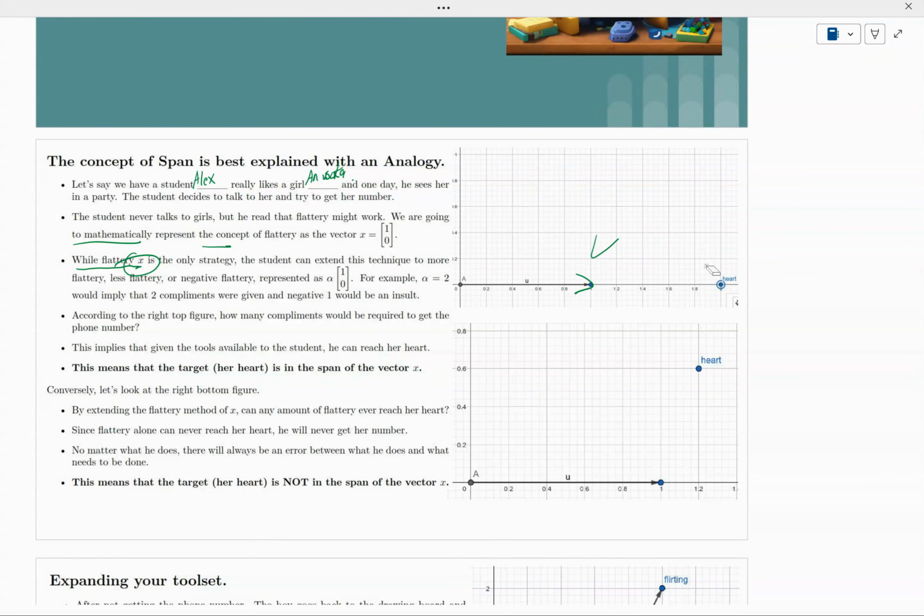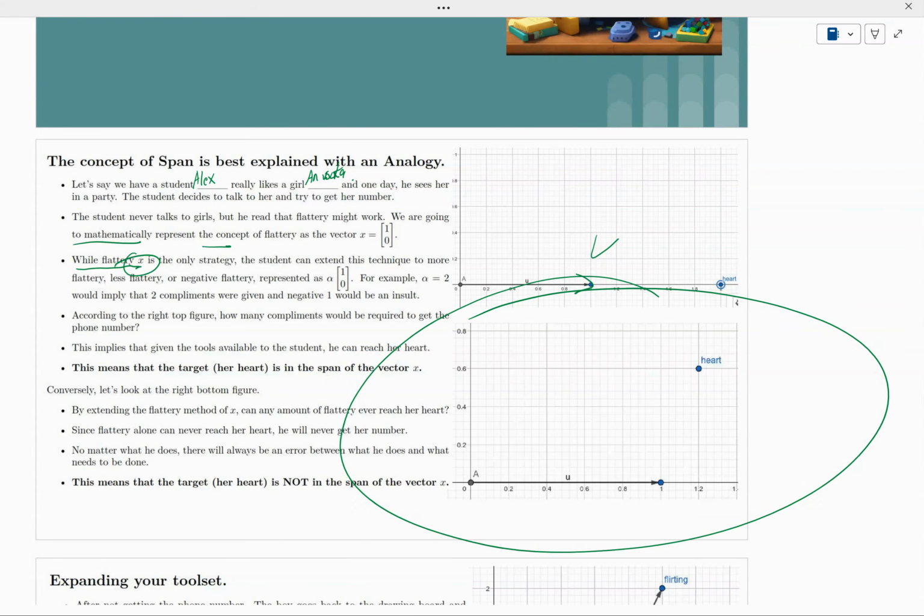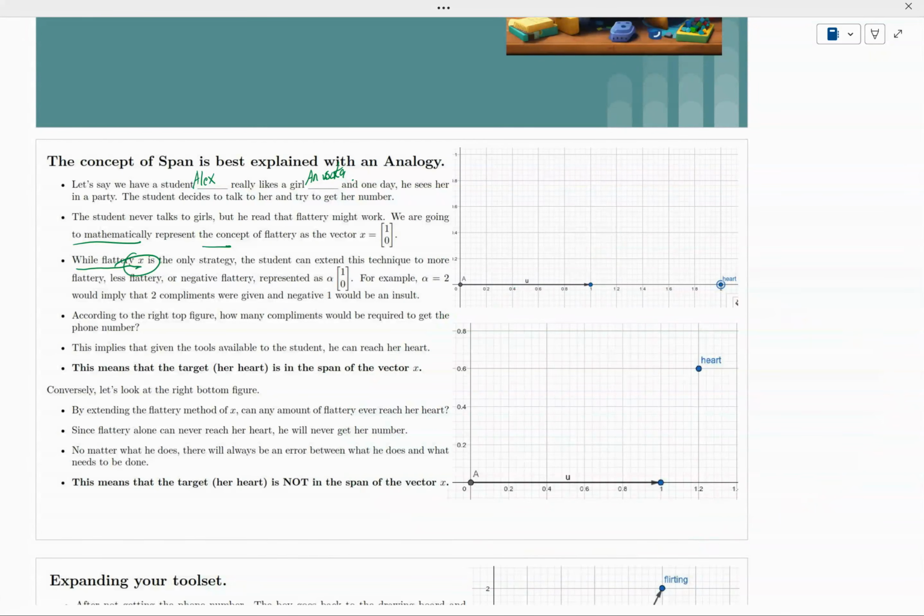Conversely, let's look at the bottom example. In this case, can you stretch, give her multiple compliments, and be able to reach her heart? The answer is no, because her heart in this particular case is not in the span. The span is only this line here. So her heart is not in the span of the vector.